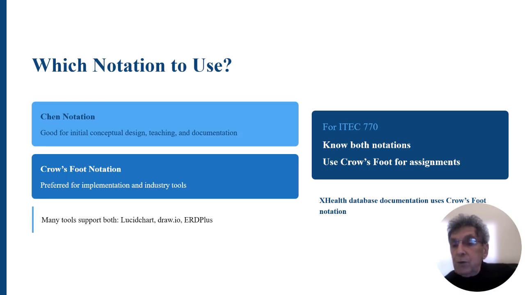On the other hand, you use crow's foot notation when you're designing for actual implementation. It's more pragmatic, more practical, and especially if you're using industry database design tools. You'll need compact diagrams that fit on one page. You're working with developers and database administrators who will expect it, and you're doing professional database consulting work. Most modern tools support crow's foot.